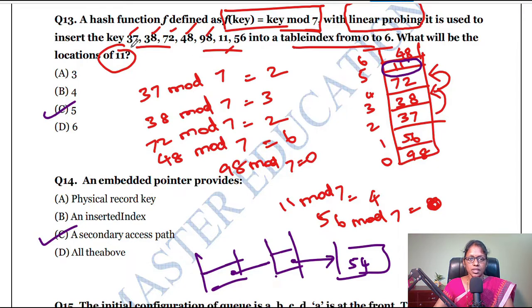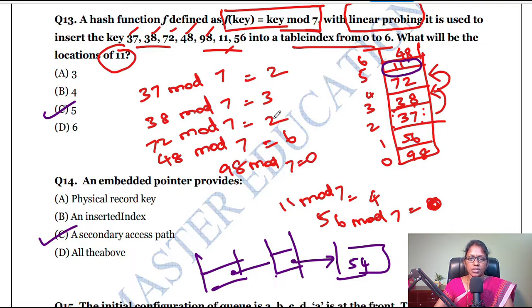Okay, so I am first taking this key value 37 and mod 7. So what is the answer? It is 2. The remainder is 2, so this is the index. This is the memory location from 0 to 6. This is a table index. So 37 mod 7 equal to 2. So 37 will be stored in the second location and 38 will be stored in the third location.